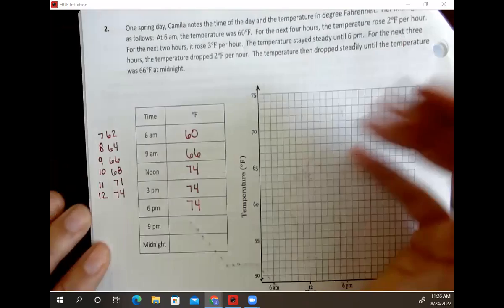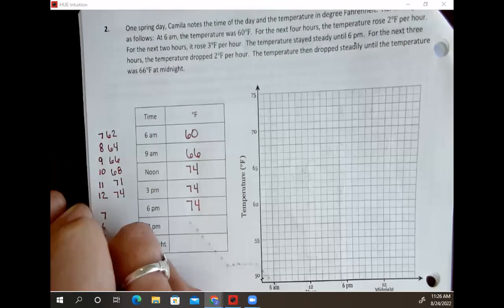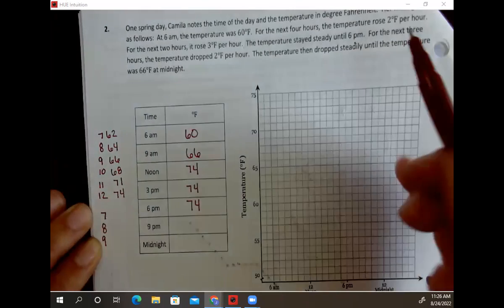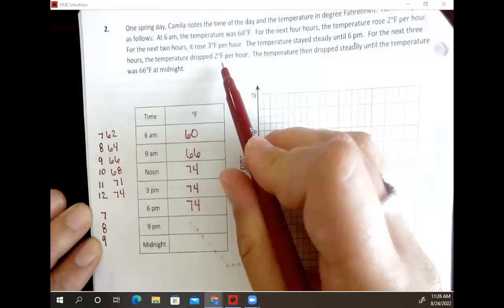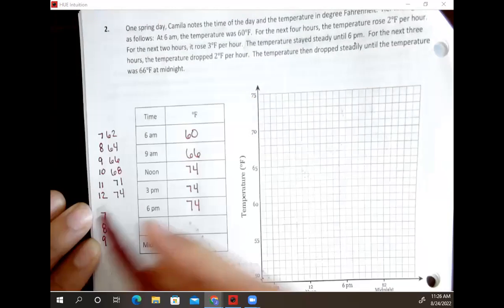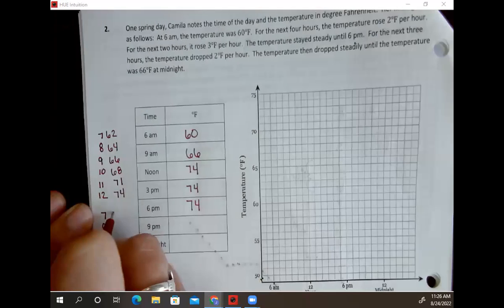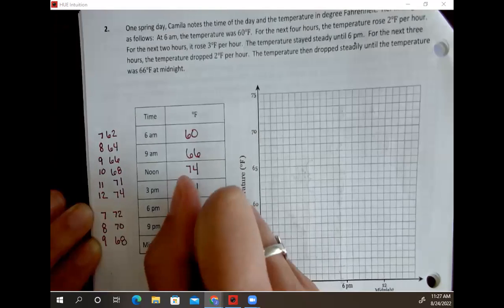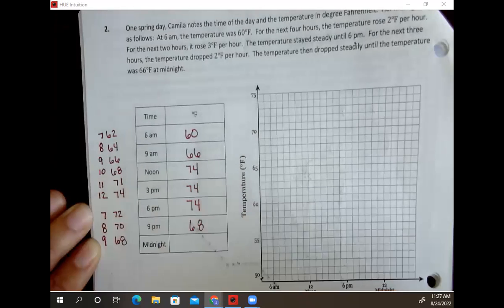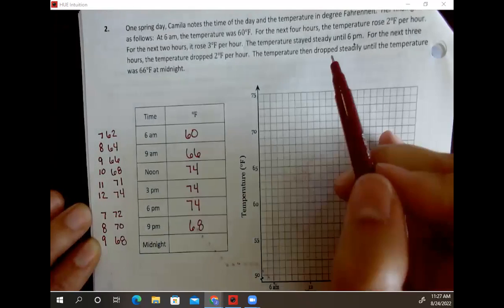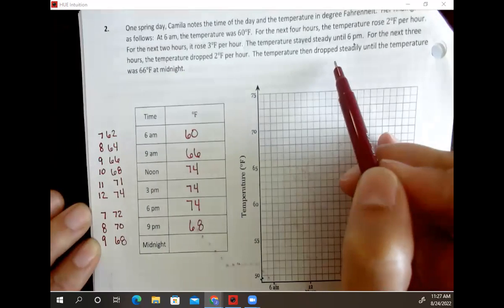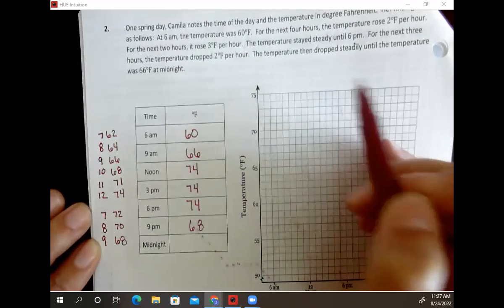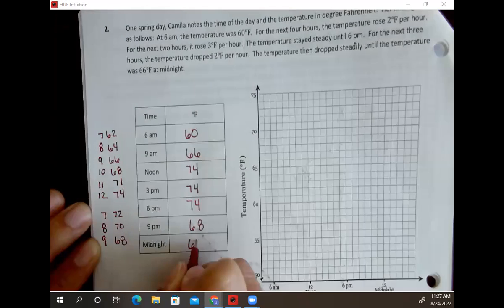Then for the next 3 hours, so 7, 8, and 9, the temperature dropped 2 degrees per hour. That would be, I was at 74, so 72, 70, 68. So at 9 p.m., we're at 68 degrees. And then the temperature dropped steadily until the temperature was 66 degrees at midnight. So I know the temperature at midnight was 66 degrees.